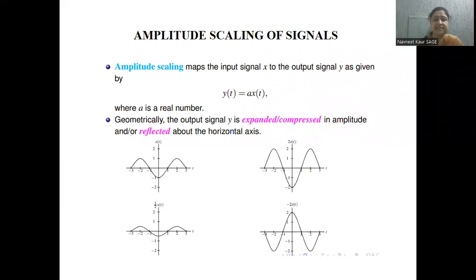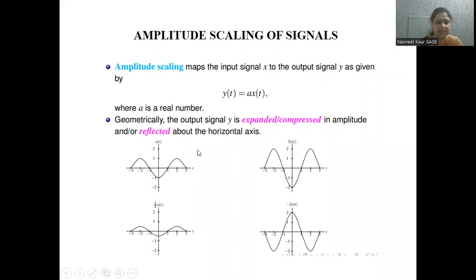Now, next is the amplitude scaling of the signal. As the name represents, amplitude scaling means that here the amplitude of the signal will be scaled by a factor which is defined by a. So here y(t) will be given as a·x(t), where a is a real number. Now here the signal y(t) will be expanded or compressed in amplitude, not on the time axis.